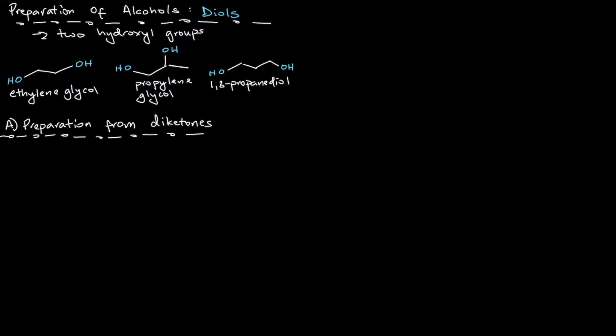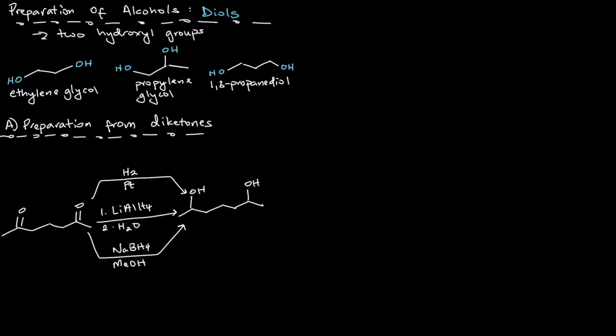So diols can actually be prepared from diketones using all of the chemistry that we just discussed in this video. For example, you can take a diketone on the left-hand side of the scene and react that with H2 and platinum and you will form your diols. You can also react the diketone with lithium aluminum hydride, and then you wash your products in water and you would form the diols. And lastly, you can react that same diketone with sodium borohydride in methanol, and you would also get the diols from there. So that's all the chemistry we've already just seen.